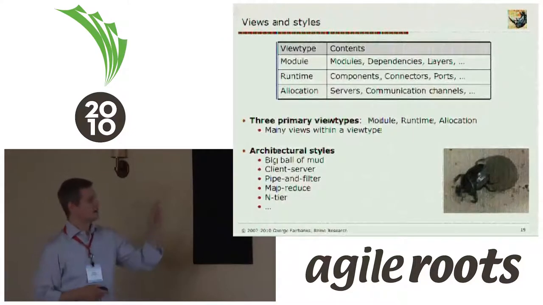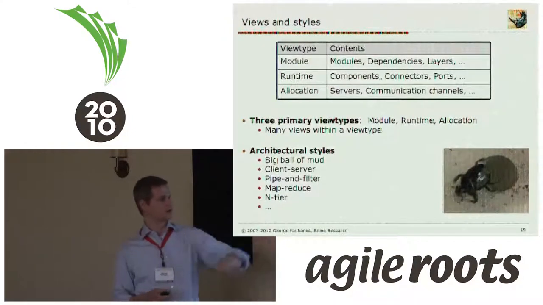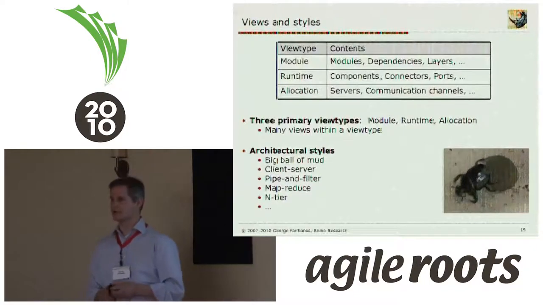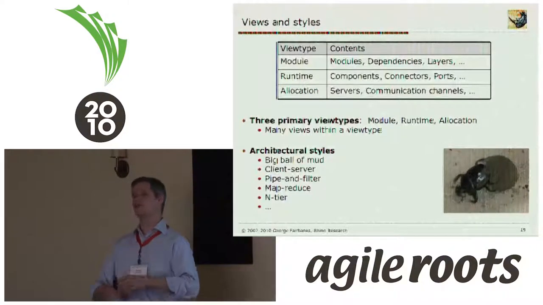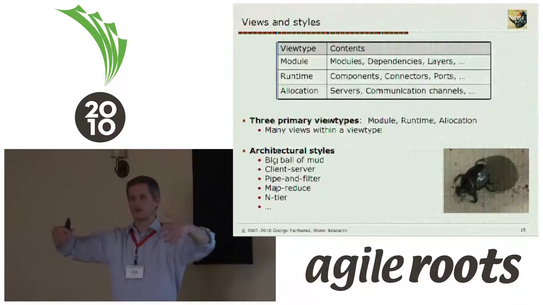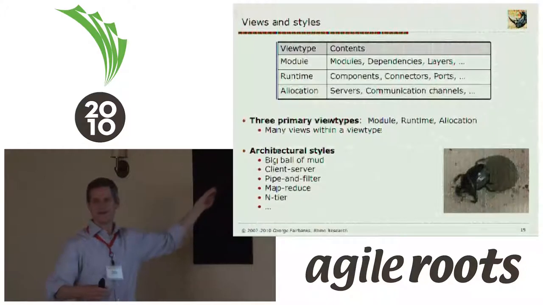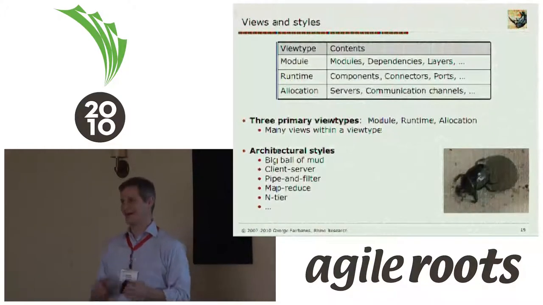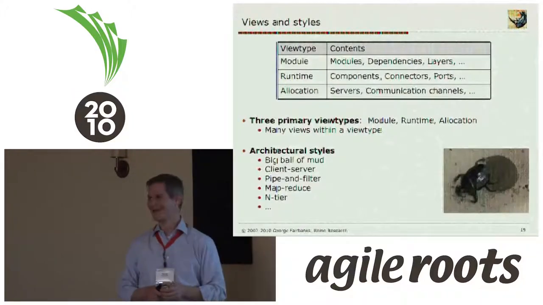Architectural styles. That is a dung beetle pushing a ball of dung. The big ball of mud is argued to be the most common architectural style. If you ever come to some project and they have no internal divisions and the whole thing is just a big sea of objects, and you pick on one thing and if you keep pulling, everything comes out. Wait, there's some other kind? I was going to say, you can do it another way.